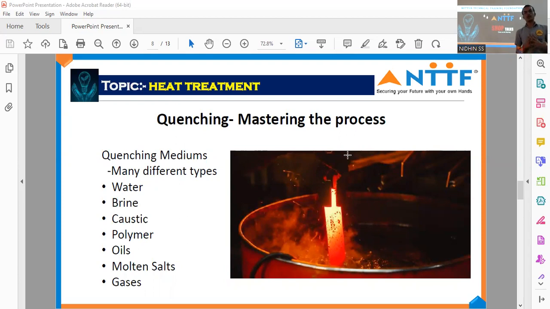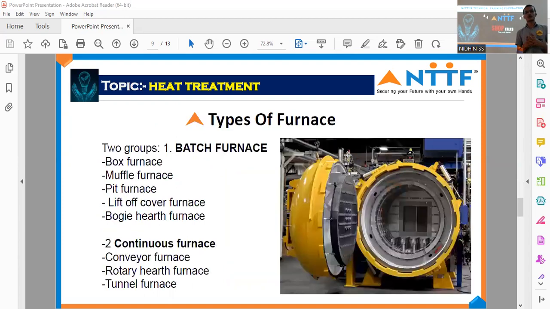So the next point, types of furnace. A furnace is required for heat treatment. A furnace works like a boiler. There are two groups. First one is the batch furnace. Second one is the continuous furnace, or conveyor. Batch furnaces are used for small components, and continuous furnaces are used for larger and heavier components.